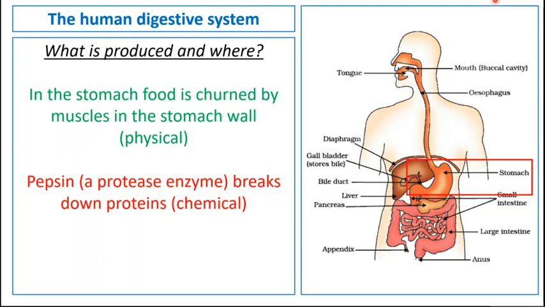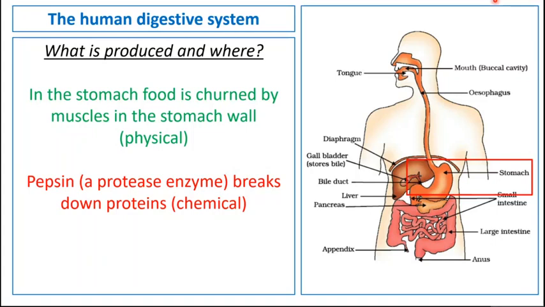As the food is eaten, it goes down the esophagus into the stomach, and in the stomach, again, we have both a physical and a chemical breakdown. The physical breakdown is the food being churned up by muscles in the stomach wall, and the chemical is another, different enzyme called pepsin, which is a protease, which breaks down proteins inside the stomach.